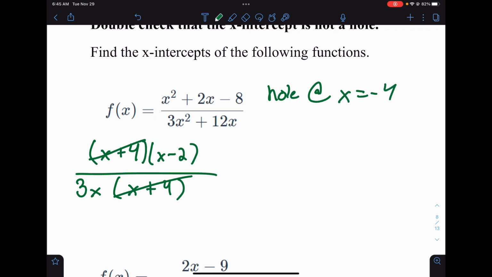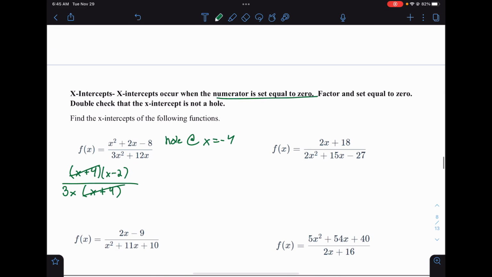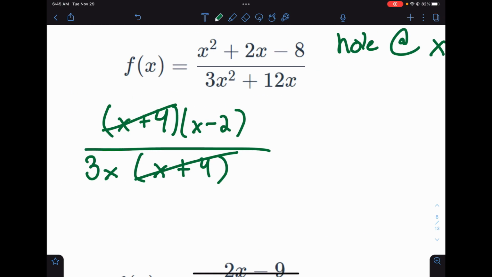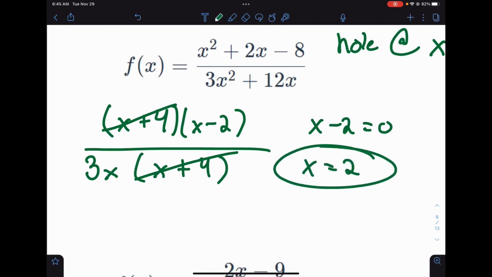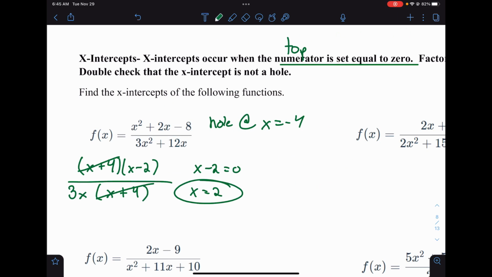All right. So again, to find the x-intercepts, you just set the numerator, the top, equal to 0 after checking for holes. So I would just do x minus 2 equals 0. I get x equals 2. That is my only x-intercept here.